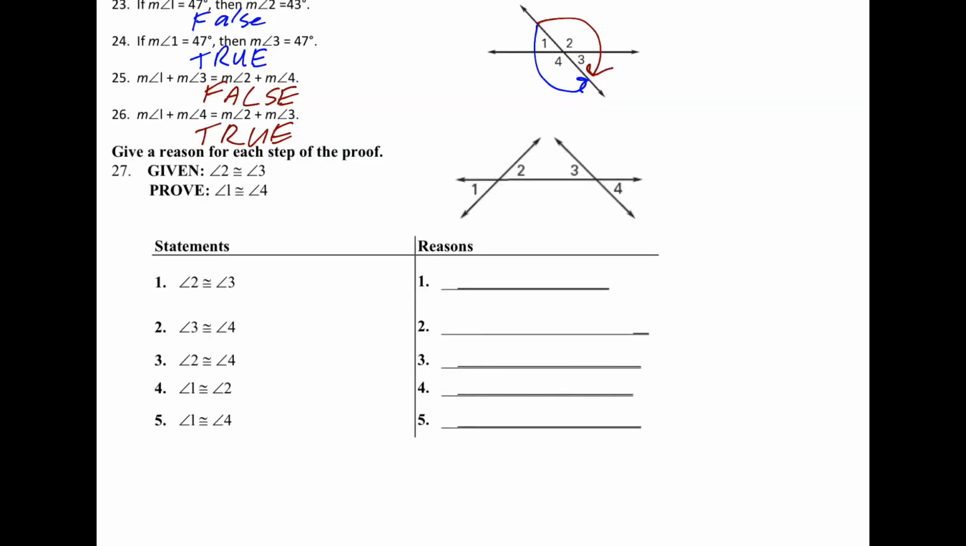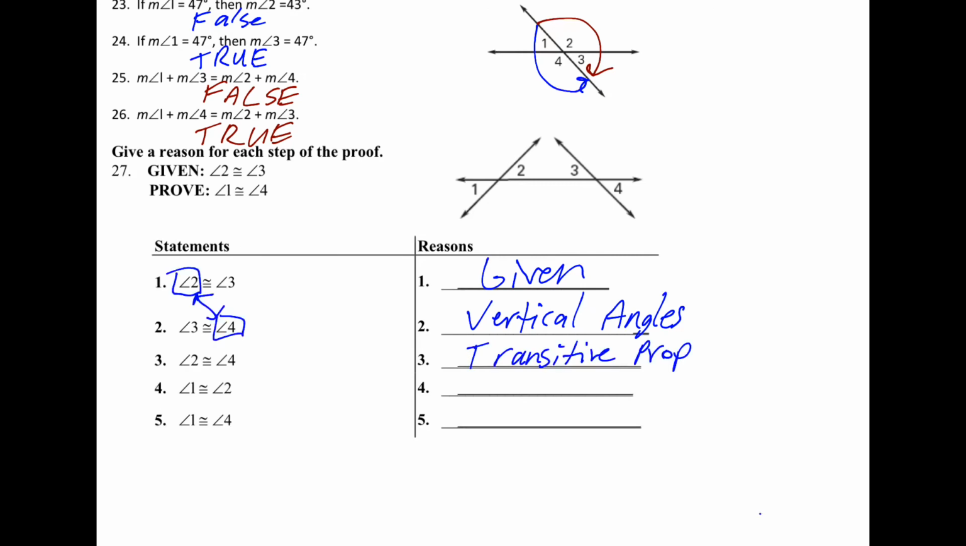27 is a proof. The first statement is given that angle 2 is congruent to angle 3. We know that 3 and 4 are congruent because they are vertical angles. And for number 3, you could have put substitution or transitive property. We're basically saying that A is equal to B and B is equal to C, so A is equal to C. Or you could think of it as replacing angle 3 with what it's equal to. Both do the same thing. 1 and 2 use that same idea of vertical angles and the same idea of transitive property. Since 2 shows up in both of these equivalencies, 1 is going to be congruent to 4.